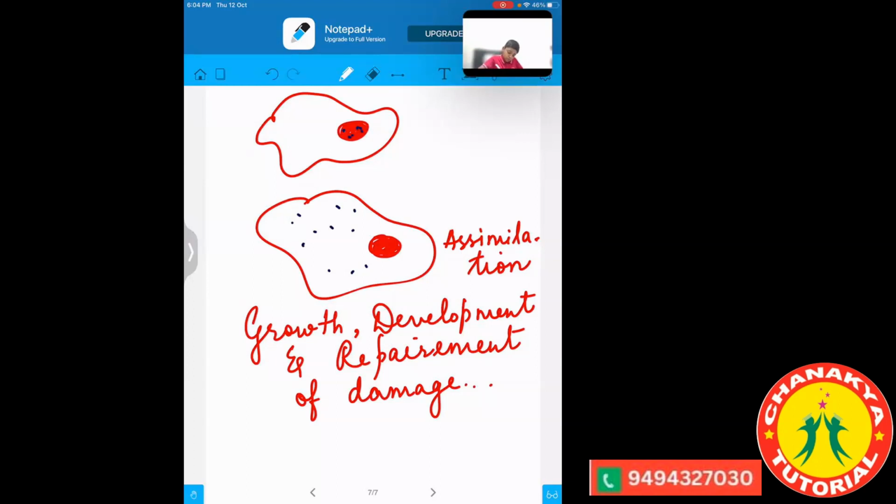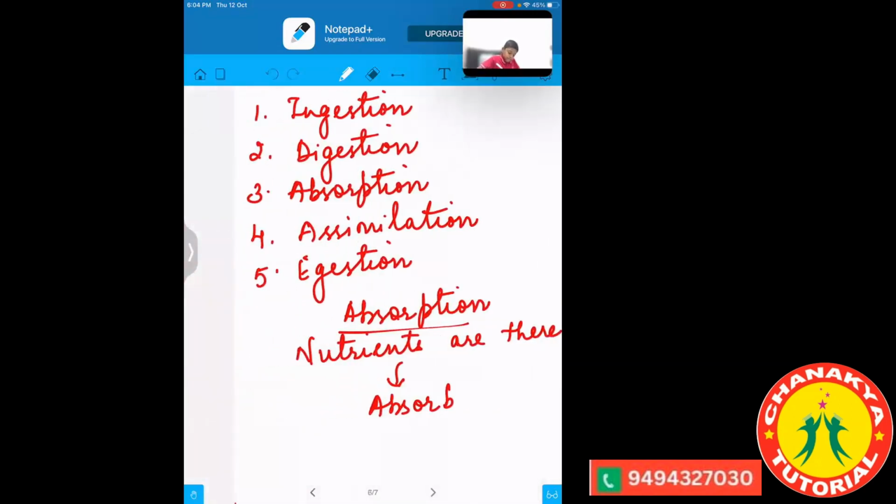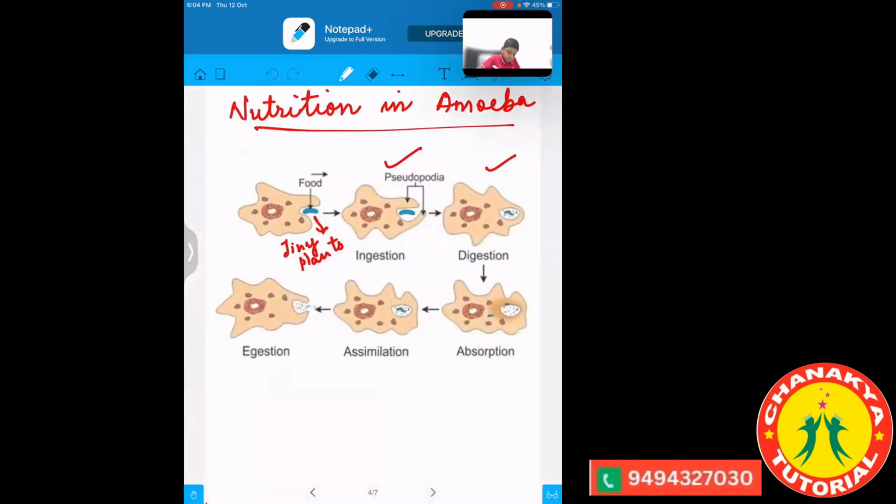And how does the digestion take place? With the help of the ingestion. So all these things are connected together with each other. Clear? So assimilation is a process where whatever nutrients are absorbed will be given to the other parts of the body for growth, for development, and for the repair of damaged cells or tissues. So wherever damaged cells or tissues are there, they will be given nutrients so that they can repair themselves. And at last, whatever waste material is left out, they will be throwing it out.